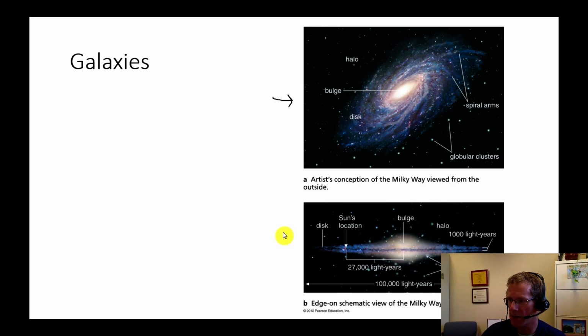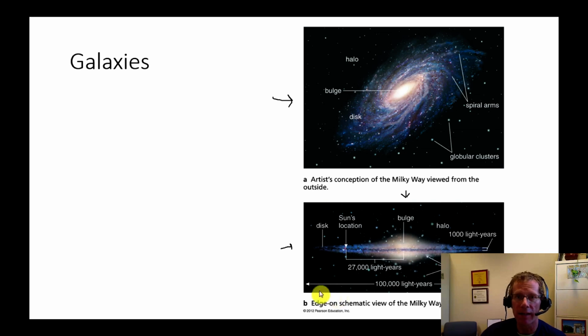The disk, so that's that sort of edge-on part. There's that circular bulge, or also sometimes called the core of the galaxy. The halo, so stars and globular clusters that kind of orbit around that bulge.